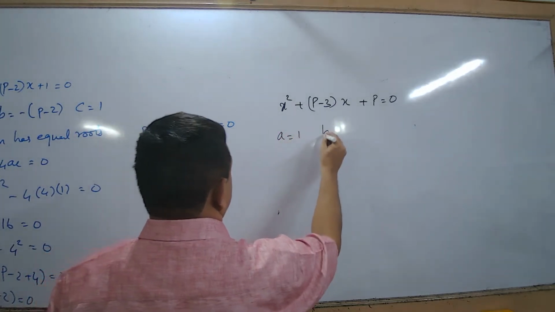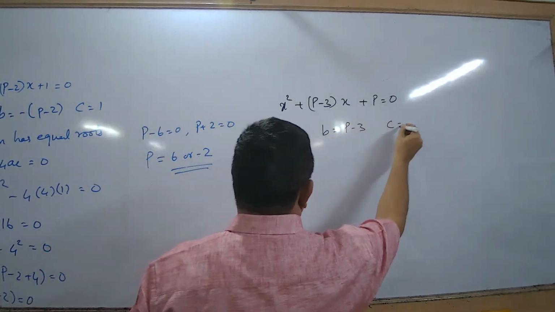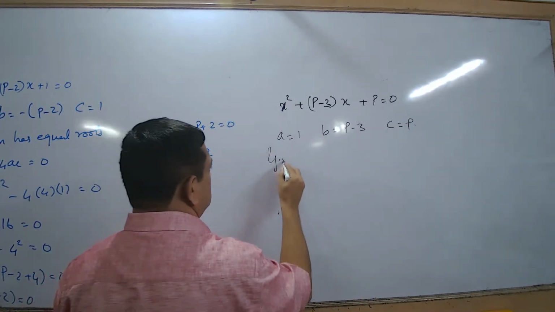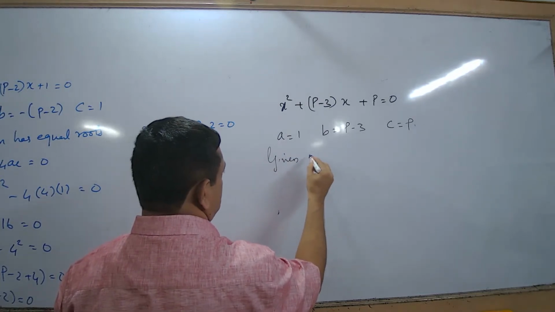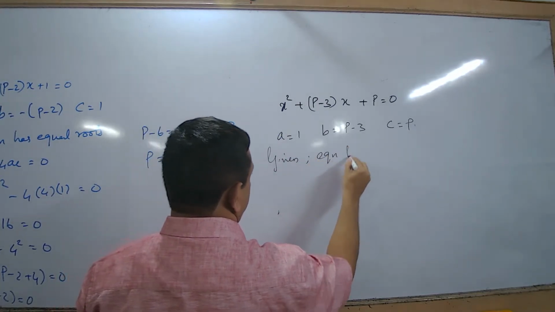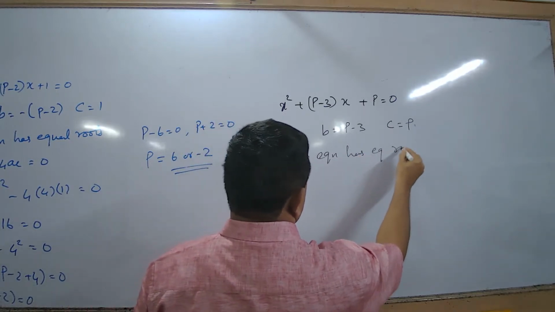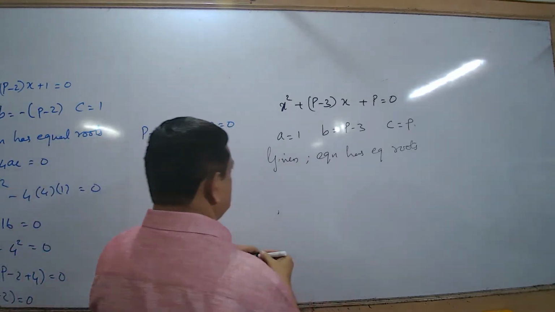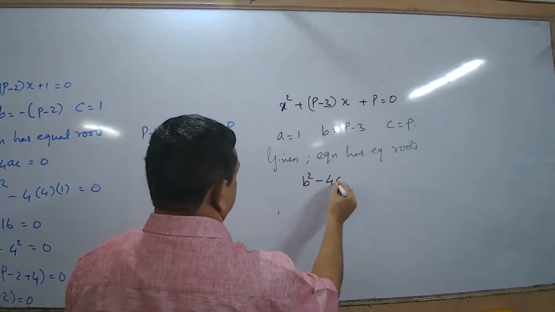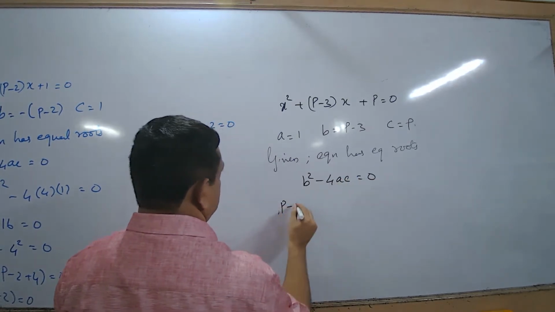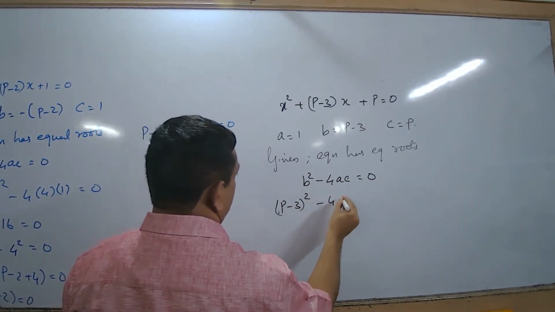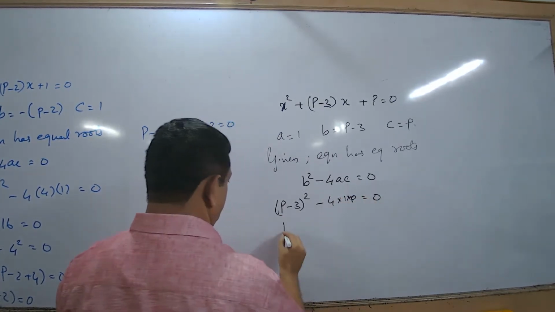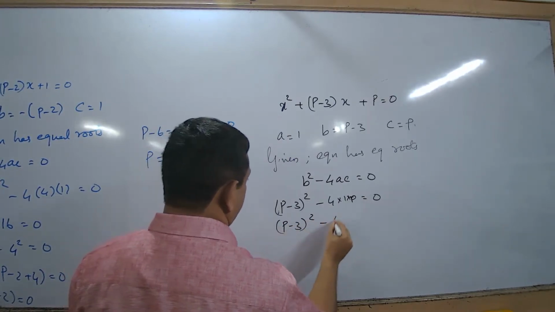A is 1. B is (p minus 3). C is p. Then you will write: given that the equation has equal roots, therefore b square minus 4ac equals 0. Replace: (p minus 3) whole square minus 4 times 1 times p equals 0. That is (p minus 3) whole square minus 4p equals 0.